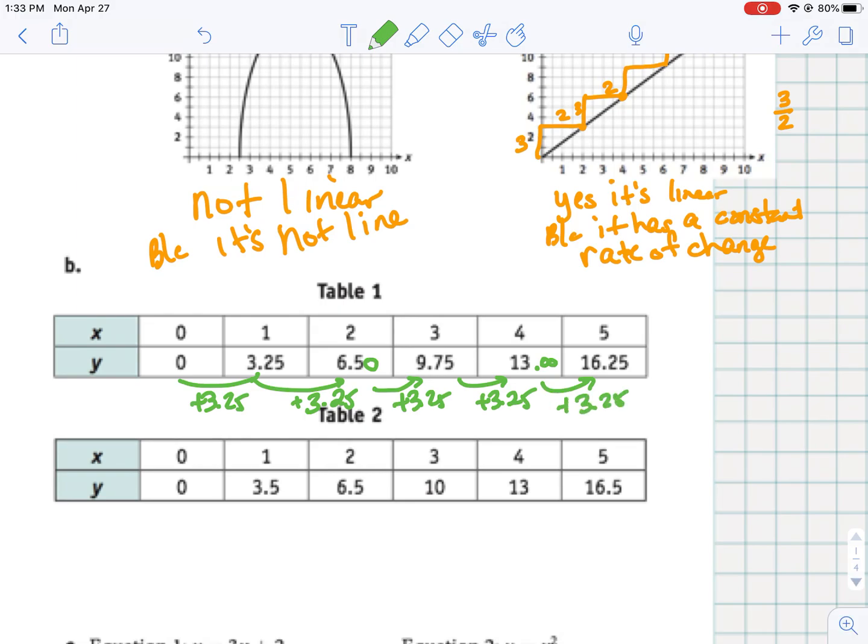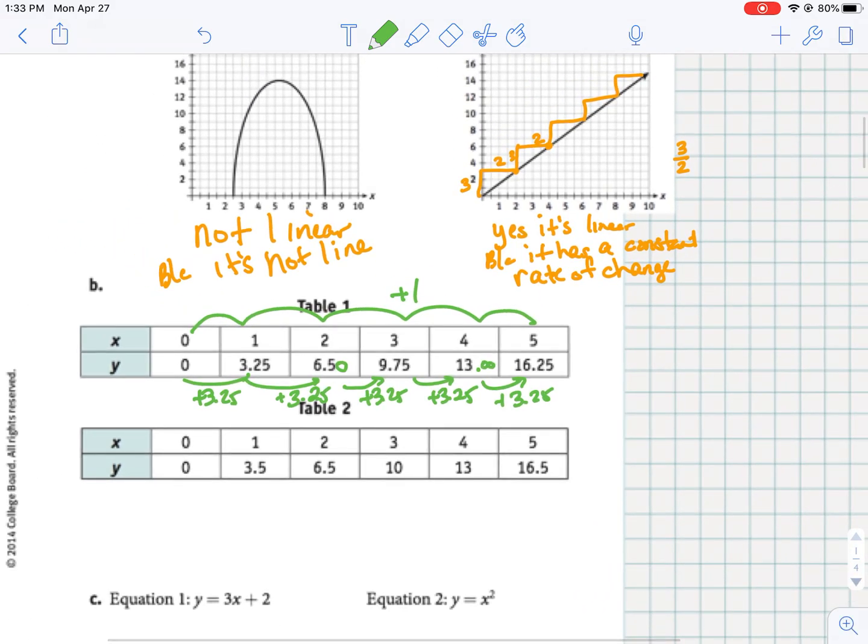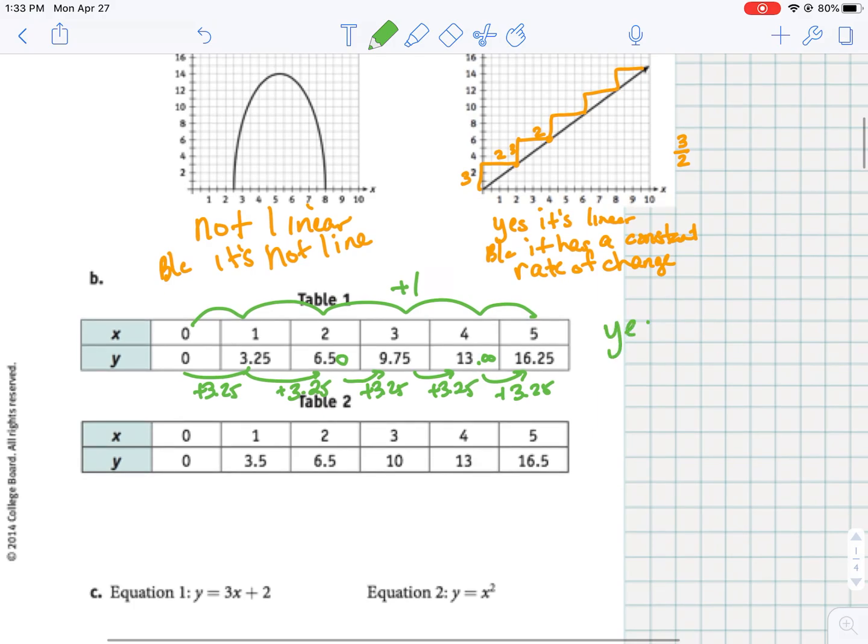So we can tell that the y values are going up by the same amount. And it's even easier to look at the x values. All of those go up 1. So when we're trying to determine if letter B, the first table, is linear, we would say yes, and again, because it has a constant rate of change.